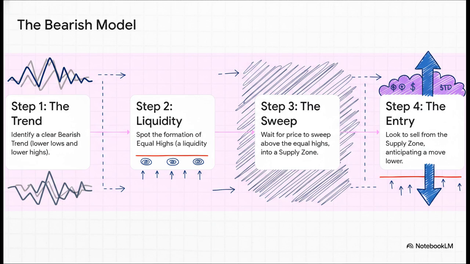It's 4 simple steps. Step 1, you have to identify a clear bearish trend. We're talking lower lows and lower highs. Step 2, you hunt for that pool of liquidity. See those equal highs? That's our target. Step 3, this is key. You wait for price to spike above those equal highs. This is called a sweep. It's grabbing all that money. And this move often pushes right into what we call a supply zone. And then step 4, that's our signal. We look to sell from that zone because we expect price to reverse and continue its journey down.